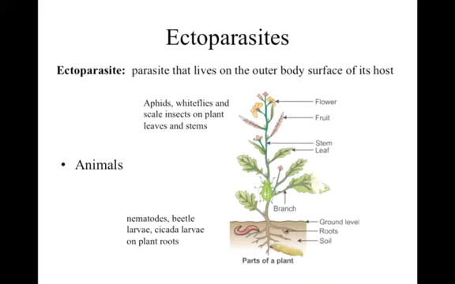If we look down to the roots, there are also ectoparasites that live down there. Some of them are insects, things like beetle larvae, cicada larvae, but we also have nematodes, little worms that live on the plant roots and suck the juices out of the plant roots.